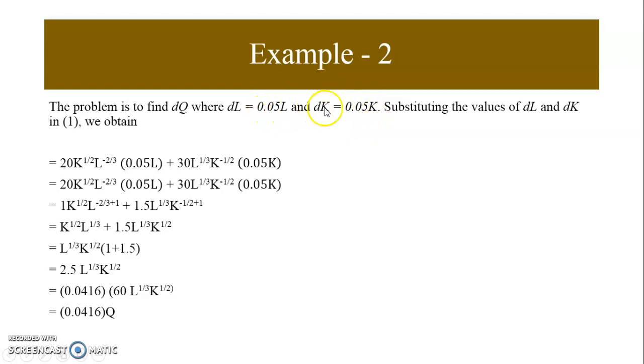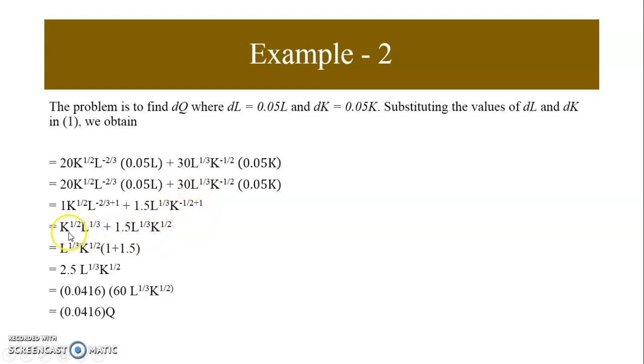Now you will substitute these values in your equation 1 that we have obtained earlier. So when you substitute this, this will become 20K^(1/2) as it is, L^(-2/3). So this is one more L, so you'll add 1 to it. So 20 into 0.05 will become 1, K^(1/2) as it is. This will become L^(1/3). Similarly, when you multiply 30 with 0.05, it will become 1.5, L^(1/3) as it is. And there is one additional K, so you'll add plus 1 to the power. So it is K^(-1/2 + 1). So this will become 1/2.